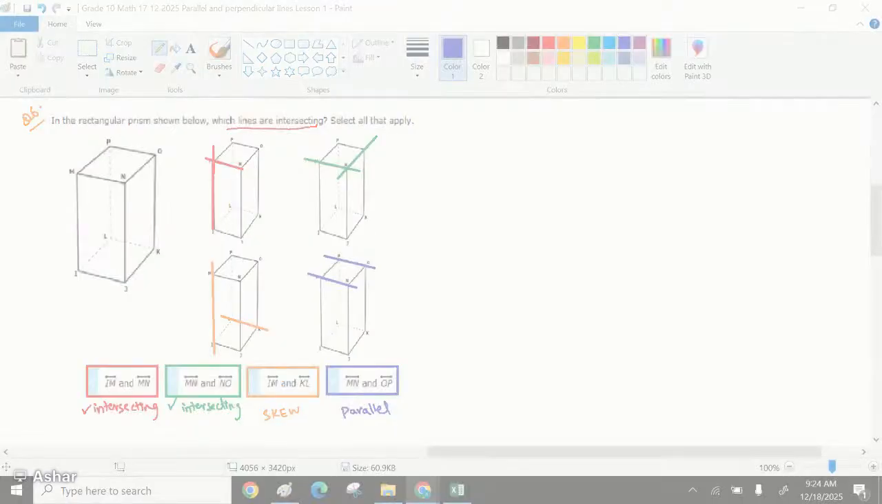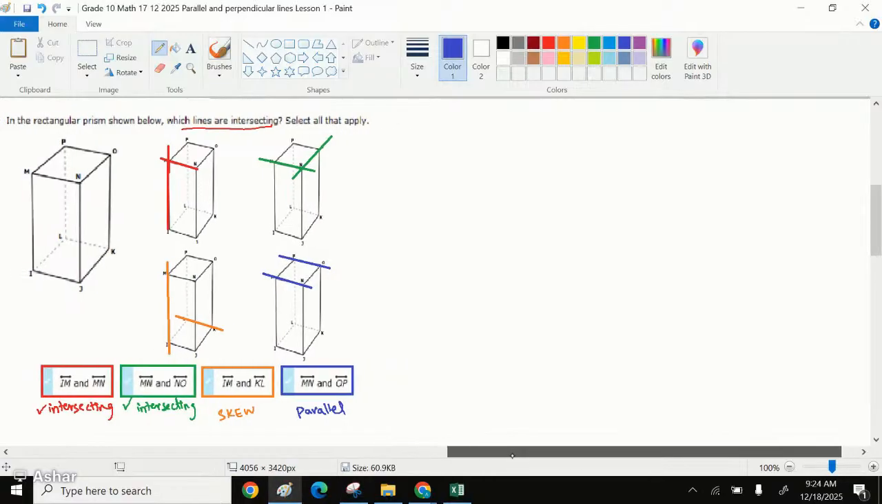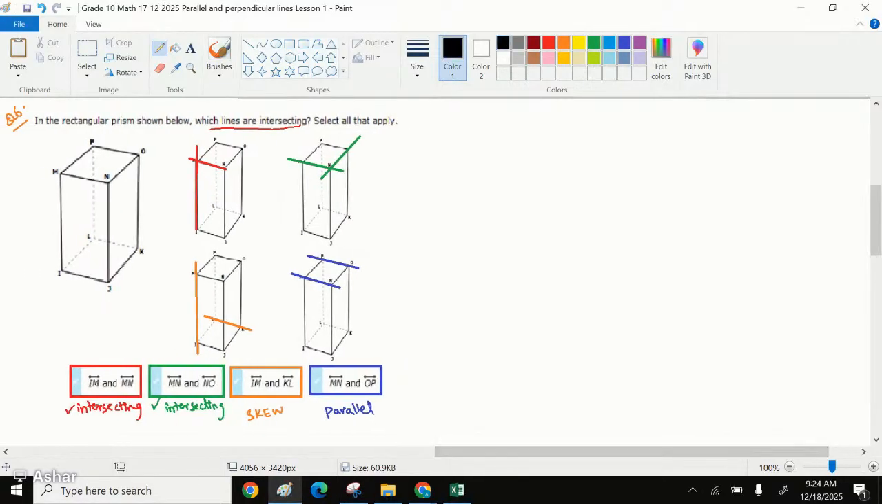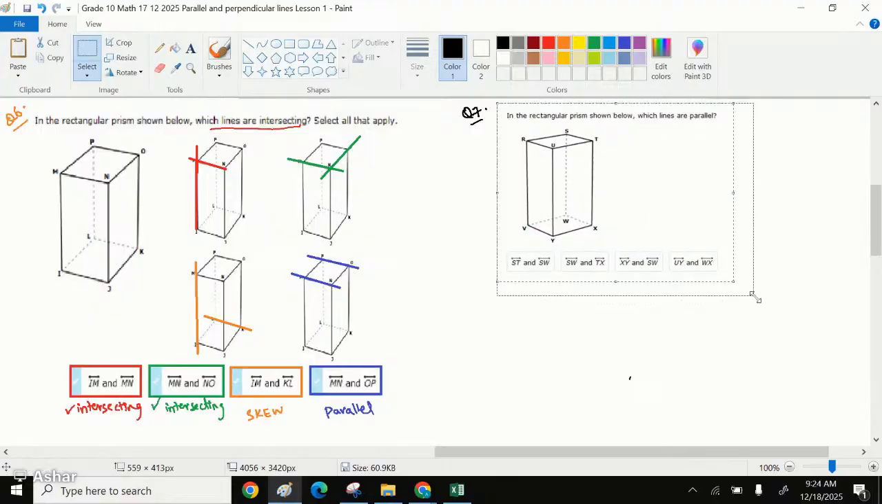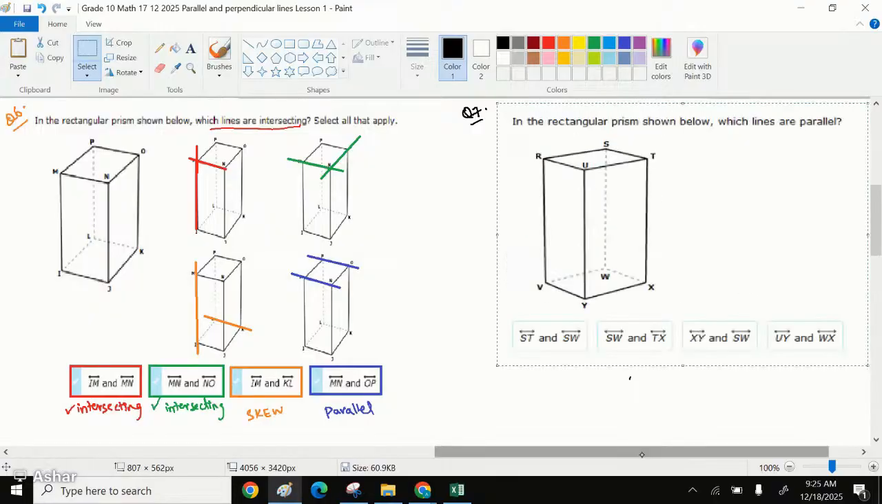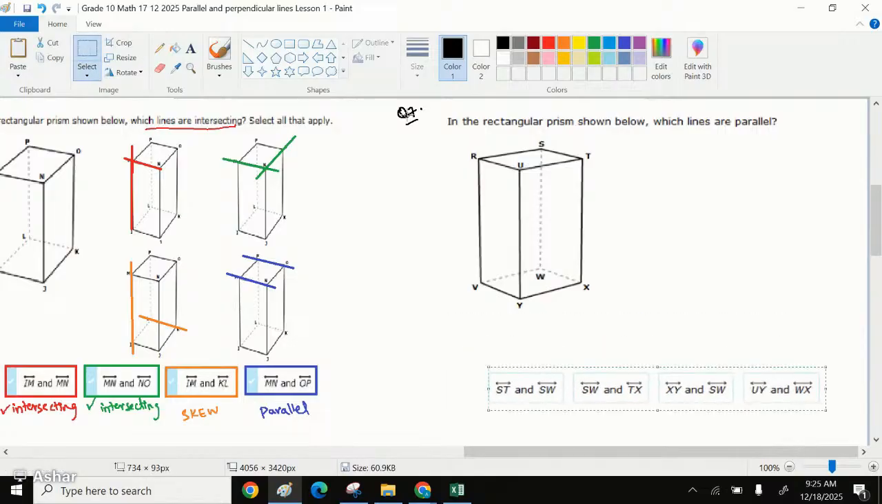And it says in the rectangular prism, which lines are parallel? Okay. Let's see which two lines are parallel. Question number 7. Okay, this is the question. We copy it down and we bring the 4 options down.